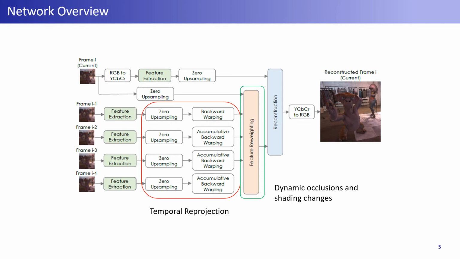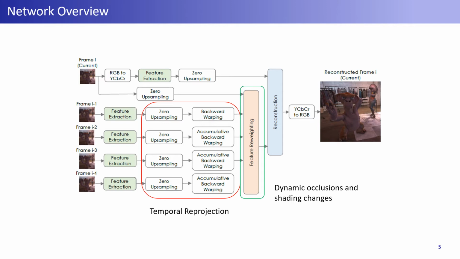One thing to notice is that for the current frame, they change the color space from RGB to YCbCr. The reason is that they did some experiments and found that when using YCbCr, the quality improves a little bit.